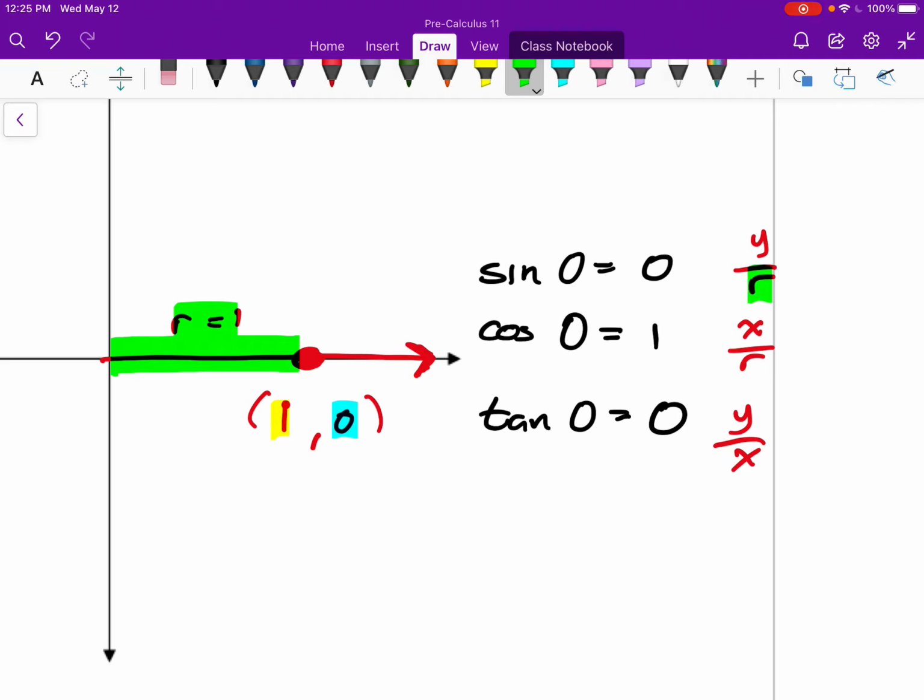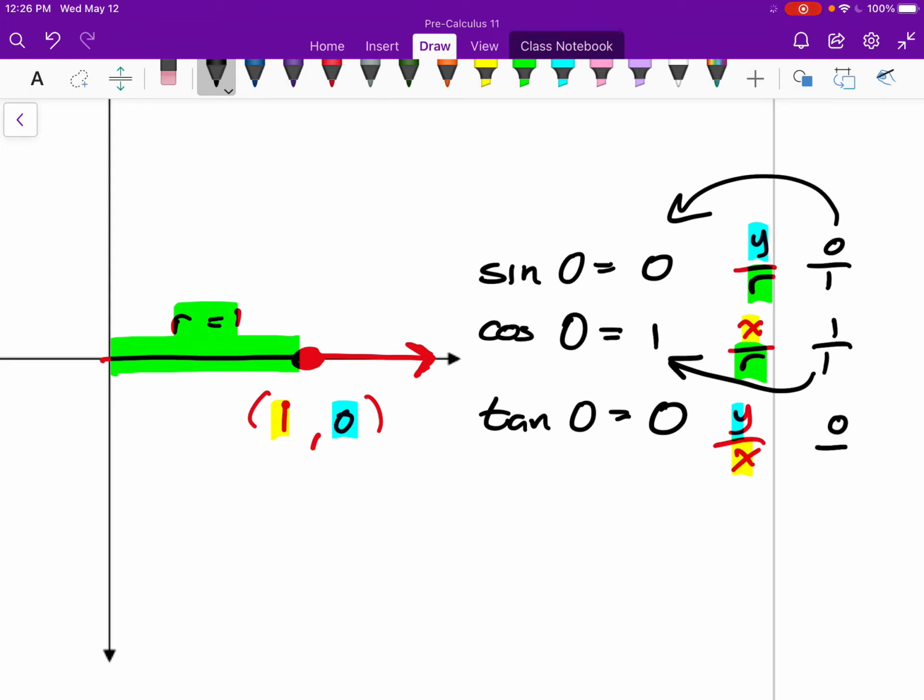So now I know the radius is 1. I know my x is 1. I know my y is 0. And notice what I get. The sine of 0 is going to be the same as 0 divided by 1, which is 0. Cosine of 0 is going to be the same as 1 divided by 1, which is 1. And the tangent of 0 is going to be the same as 0 divided by 1, which is 0. So like I said, I didn't really need a calculator at all for this.